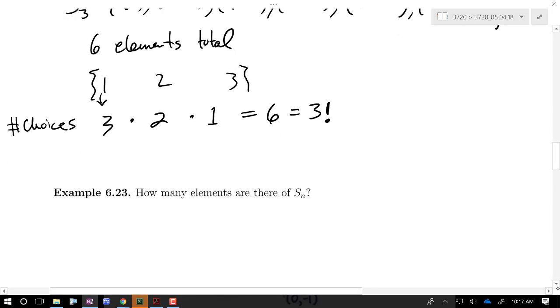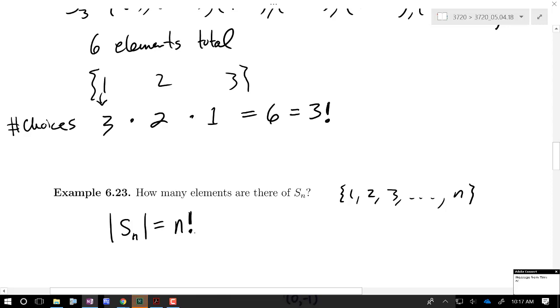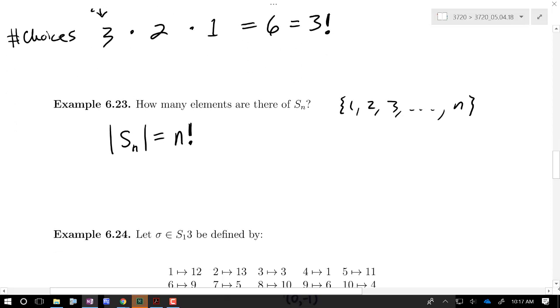So let's expand that a little bit. How many elements are there of S_n? Think of a set of n elements. What's the size of this symmetric group? n factorial. Yeah. So the symmetric groups get very big very fast. Little typo here, sorry about that. This should be S_13, not S_1 times 3.